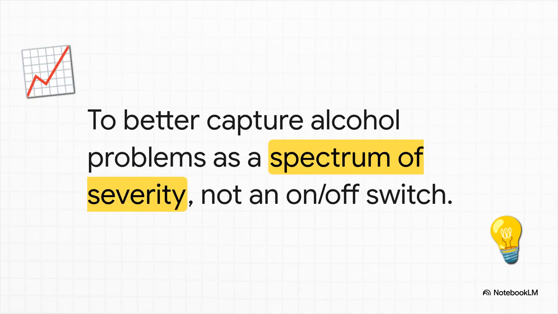So why the huge change? Well, experts finally realized that the 2-box system just didn't reflect reality. Alcohol-related problems don't work like a light switch that's just on or off. They exist on a continuum, a spectrum of severity, and this new model was designed to finally capture that nuance. And that really matters, because it allows for treatment that actually matches the level of the problem.